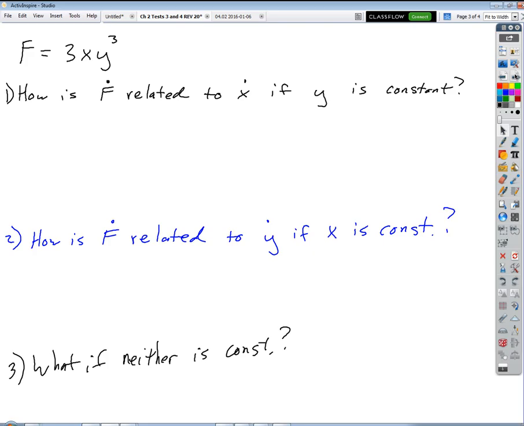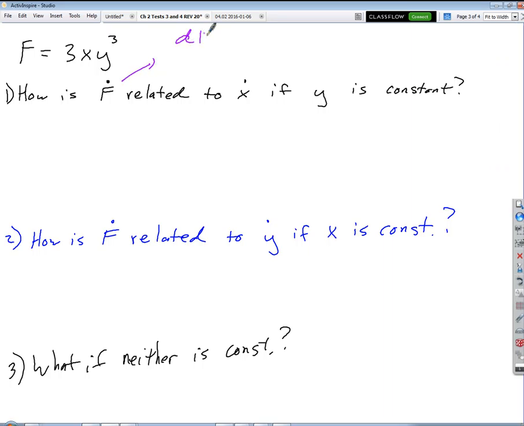The first question wants us to know how F dot is related to x dot if y is a constant. What does the dot mean? The dot means the derivative with respect to t. So F dot is the same thing as saying dF/dt, and x dot would just be dx/dt. But we use the dot notation to make it more compact.